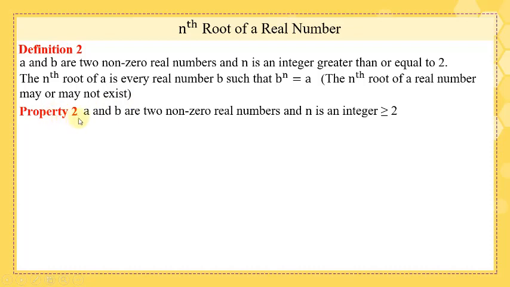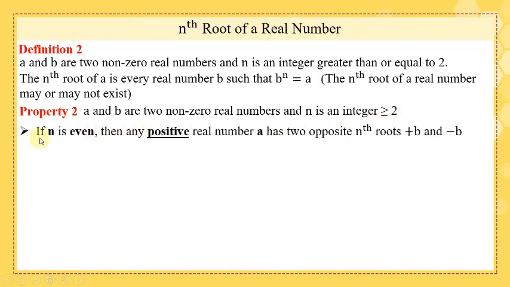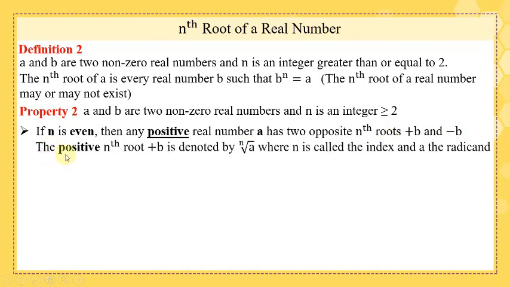Property: a and b are two non-zero real numbers, and n is an integer greater than or equal to 2. If n is even, then any positive real number a has two opposite nth roots, b and minus b. The positive nth root, plus b, is denoted by nth root of a, where n is called the index and a is the radicand. The negative nth root, minus b, is denoted by minus nth root of a.